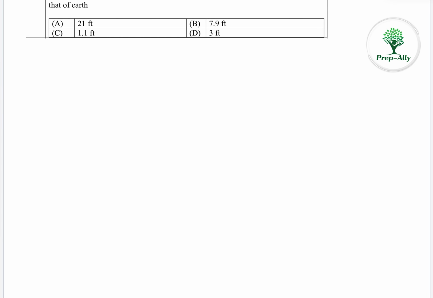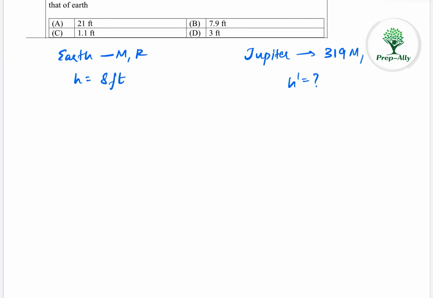A man can jump to a maximum height of 8 feet while on Earth. Okay, how high can this man jump on Jupiter, whose mass is 319 times the mass of Earth? Size is 11 times. So let us say Earth has a mass M and a radius R. Then Jupiter has a mass of 319 times M and radius of 11 times R. Now, he can jump to a height of 8 feet on Earth. How high can he jump on Jupiter?